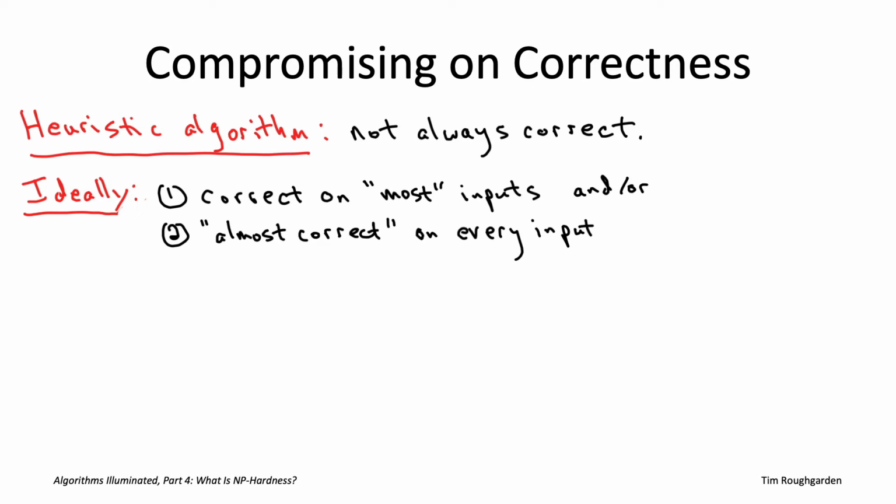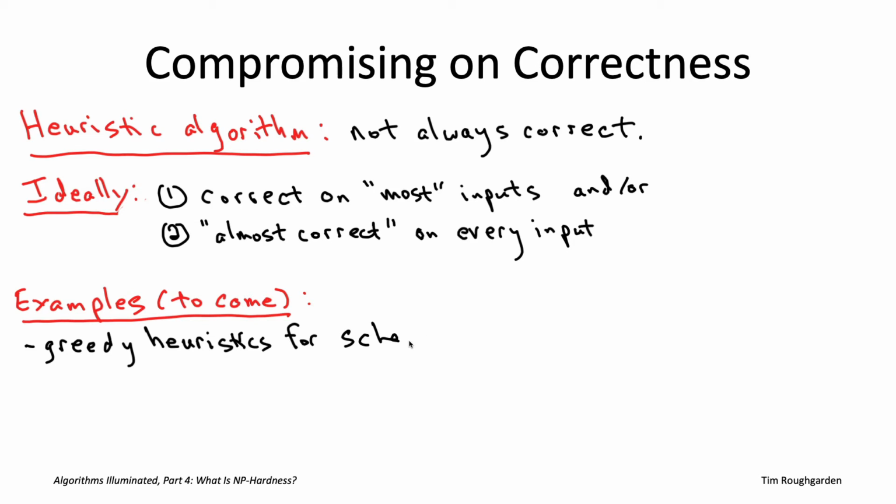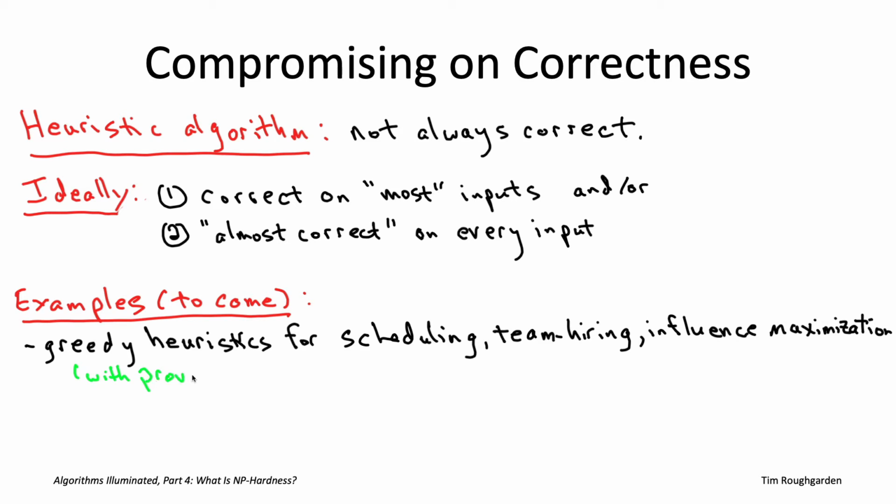Your existing algorithmic toolbox for designing fast exact algorithms is directly useful for designing fast heuristic algorithms. So for example, later in the video playlist, we'll be looking at greedy heuristics for problems ranging from scheduling to team hiring problems to influence maximization in social networks. All of these heuristic algorithms that we'll discuss come with proofs of approximate correctness, guaranteeing that for every input, the output of the heuristic algorithm is within a modest constant factor of the best possible objective function value.